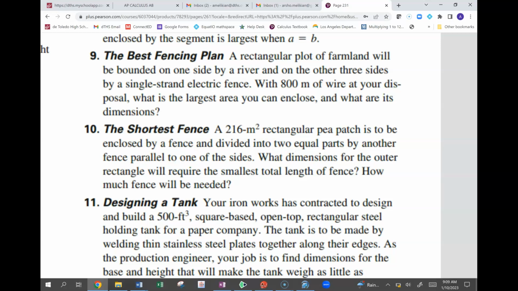Wait, question on this problem, the fencing wire problem. Does the wire go along the riverside? Yeah, let me read it. A rectangular plot of farmland will be bounded on one side by a river, and on the other 3 sides by a single strand electric fence. With 800 meters of wire, what is the largest area you can enclose, and what are the dimensions?